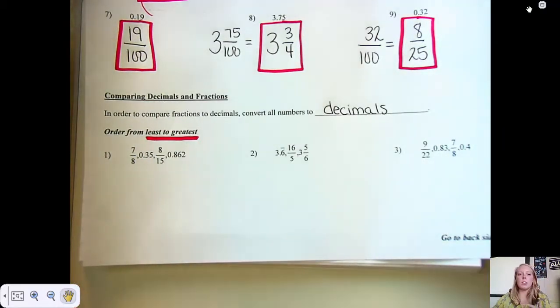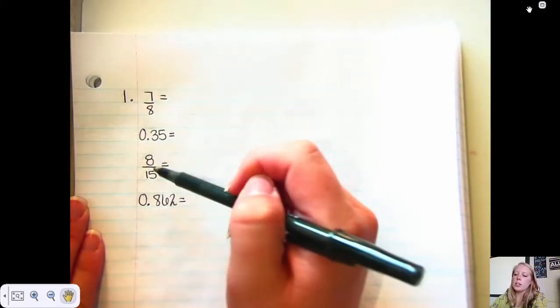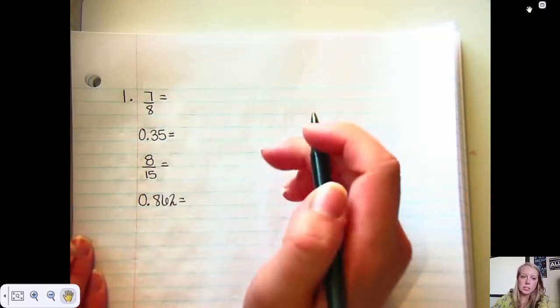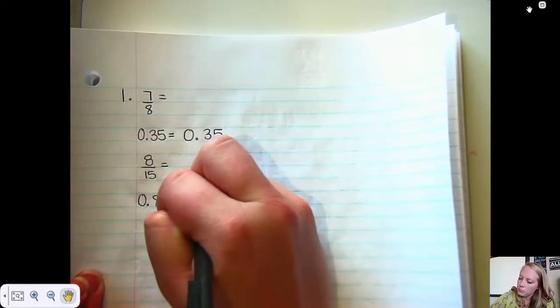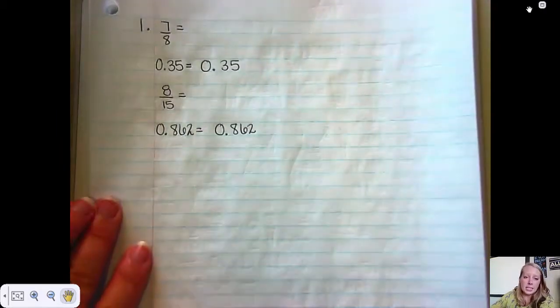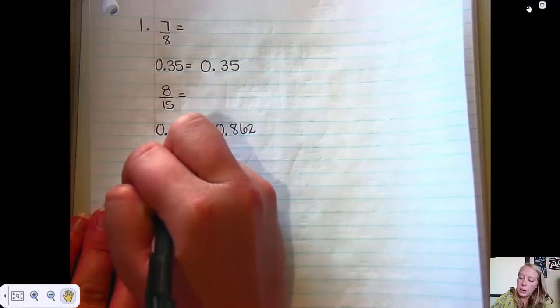Now, I've gone ahead and written all these out on another sheet of paper, and this is how I would recommend writing each problem out. I've set up each number in number 1, 7/8, 35 hundredths, 8 fifteenths, and 862 thousandths, because I've got to make them all decimals. If they're already a decimal, I'm just going to go ahead and rewrite them like this. But then 7/8 I've got to convert to a decimal. We learned how to do that yesterday. So top in, bottom out.